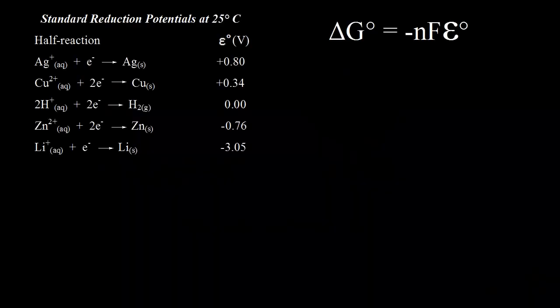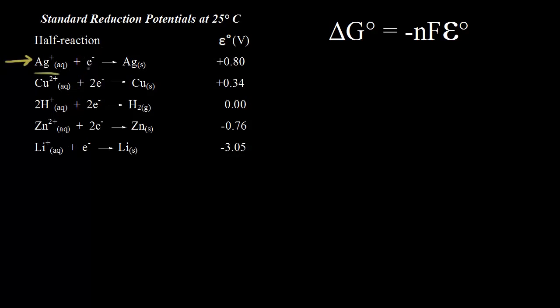When you are working with standard reduction potentials, it's important to realize that voltage is an intensive property. And by the end of the video, you'll understand what I mean by the word intensive. We're going to use this first half reaction here as an example. So this is the reduction of silver ion to silver metal.